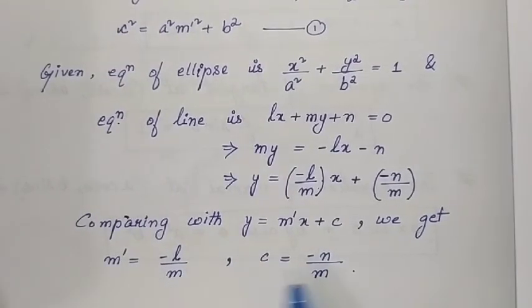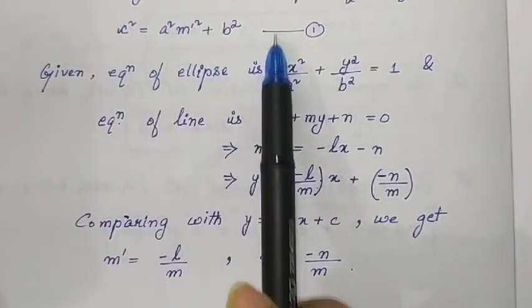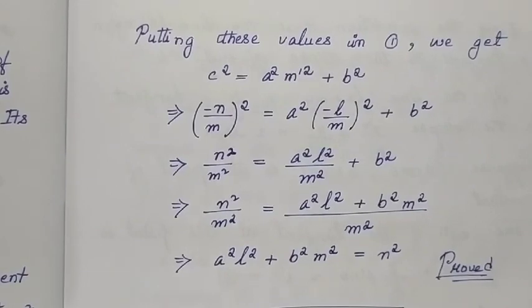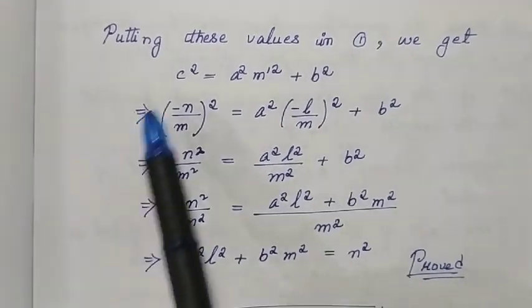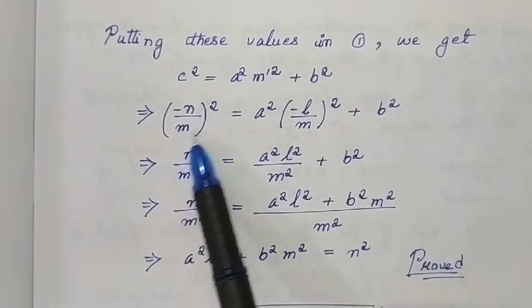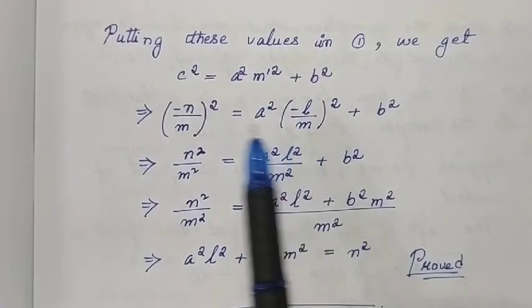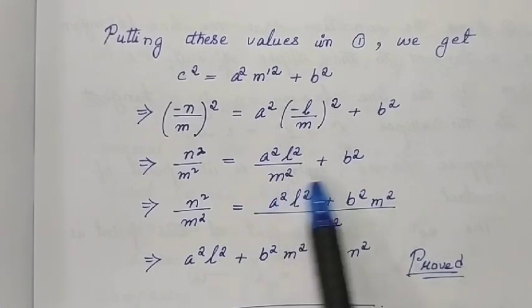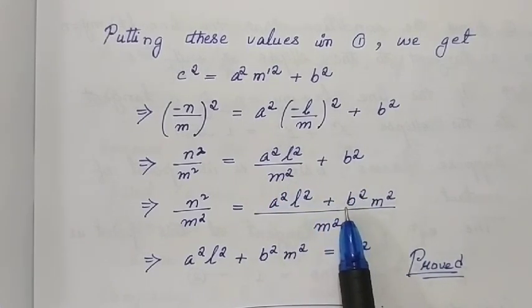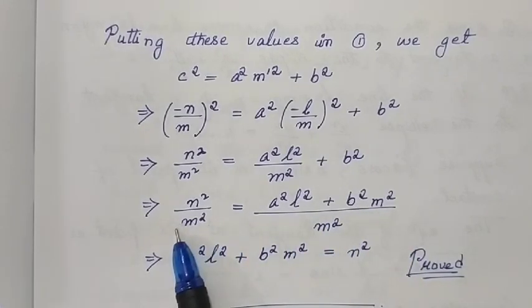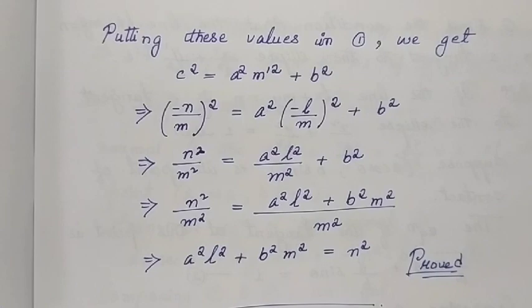We will now put these two values in this equation. This was the condition, so we will put the values and find the required condition. The c value was minus n by m, and the m dash value was minus L by m. So this will be n square by m square equals a square L square by m square plus b square. Take m square LCM on the right side, you will get a square L square plus b square m square by m square. So on both sides the m square denominator will get cancelled. This is the required condition.